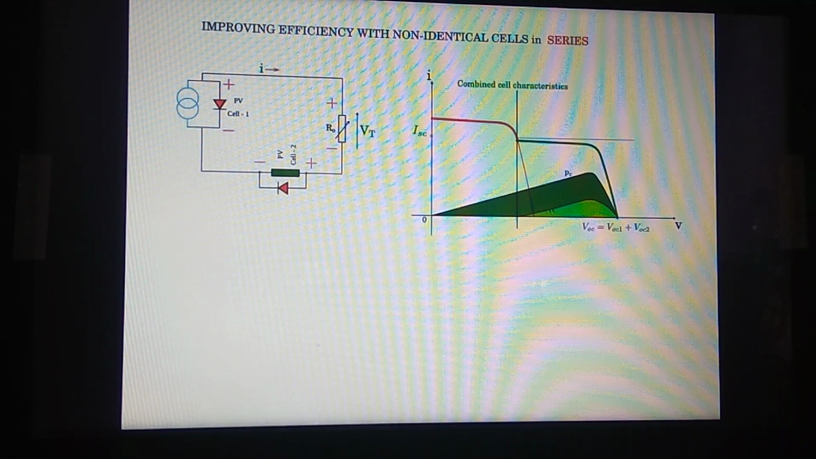Now this is the portion where PV cell 2 contributes power, and in the remaining portion PV cell 1 contributes the power, and together of course will be the power of the combined cell. So here you see that the contribution is only from PV cell 1.